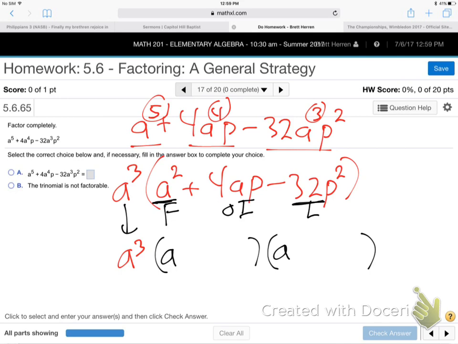What times what is 32P squared? 4 and yeah, 4P, right? 8P. Do need P's at the back, right? 4P, 8P is 32P squared, right? Or you can put 8 here, 4 there. The order doesn't matter because they're both just with an A, huh?